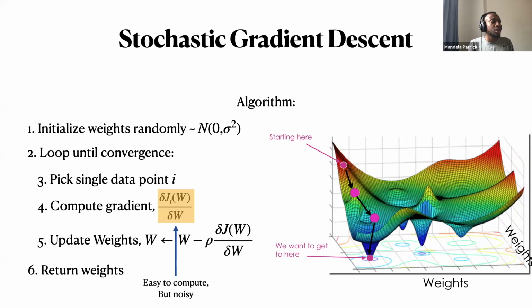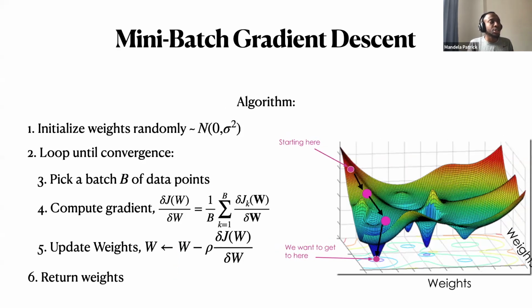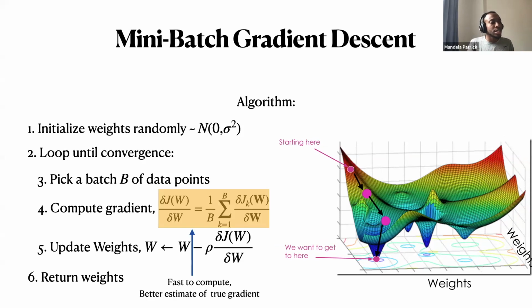But that is pretty noisy. It's easy to compute, but it's pretty noisy because you only have one example to make your decision. While with mini-batch gradient descent, we look at a batch of data points. So it's fast to compute, but it also gives you a better estimate of the gradient.